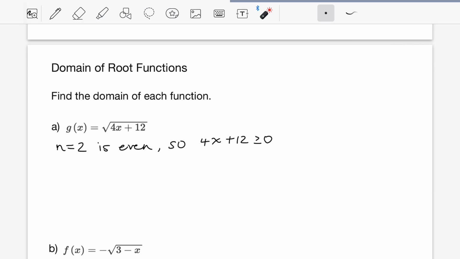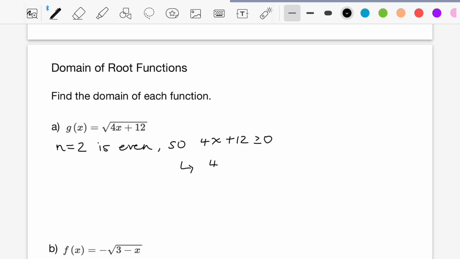The reason why is because, like we said, when n is even, we're looking at the square root or the 4th root and so on. Whenever we multiply two negative numbers, we get a positive number. So when we take an even nth root of something, we're never going to get a negative number. So our domain is just going to be all non-negative real numbers.